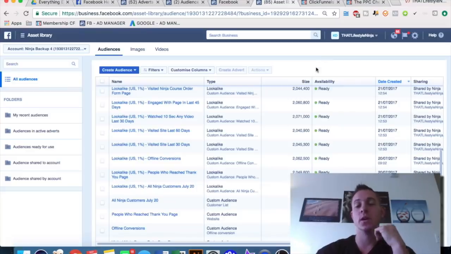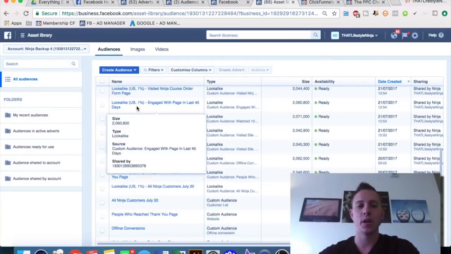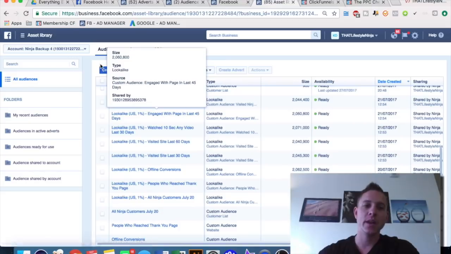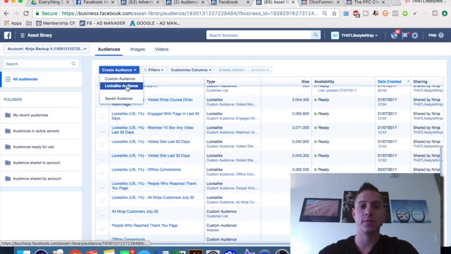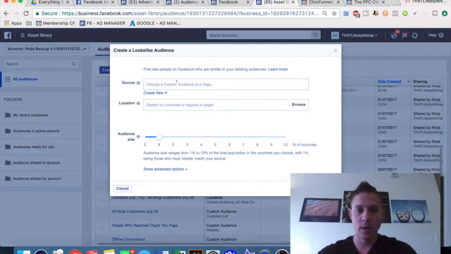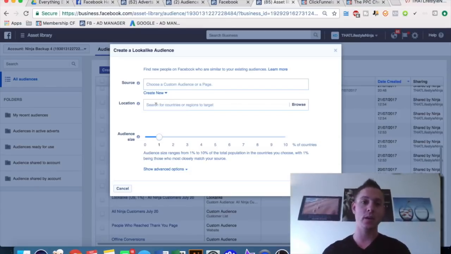Right? And then another cool thing, the second way that we could retarget, is we'd create a lookalike audience from our custom audience. So we can choose a custom audience or a page, and so we would just type in the exact audience that we just created. We'd put in United States here, or if we wanted to make a lookalike audience to target people in Canada or Germany, right?